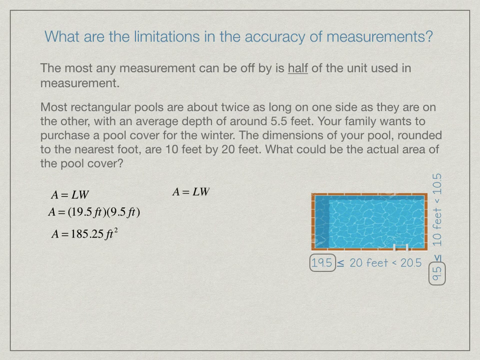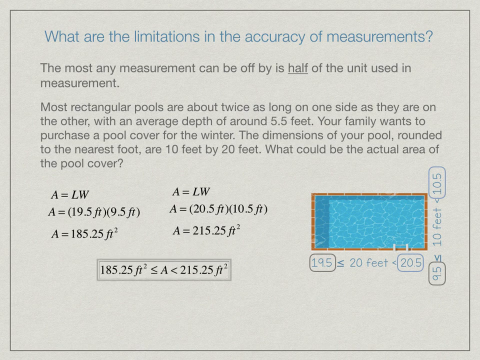What about the biggest it could be? Well, it could be up to, but not including, 20.5 feet times 10.5 feet. Multiply that with a calculator. It might be as big as, or almost as big as, I should say, 215.25 square feet. So what is the range of areas of my pool cover? It could range from 185.25 square feet up to 215.25 square feet.